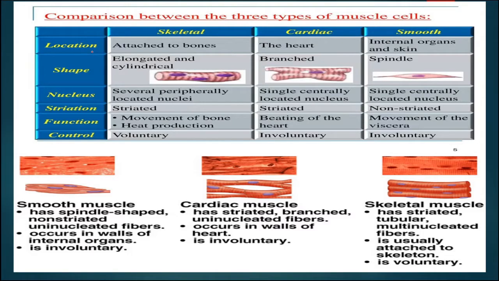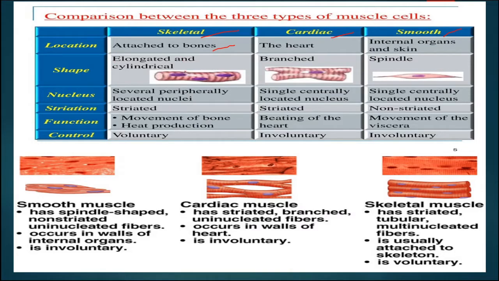So there are three types of muscle: first is the skeletal muscle, second is cardiac, and third one is the smooth muscle. The skeletal muscles are attached with the bones, whereas cardiac muscle is present in the heart, as well as the internal organs or the visceral organs having this smooth muscles. The shape is also different.